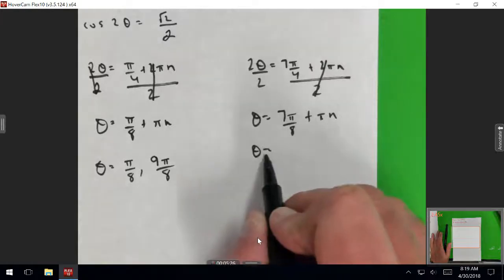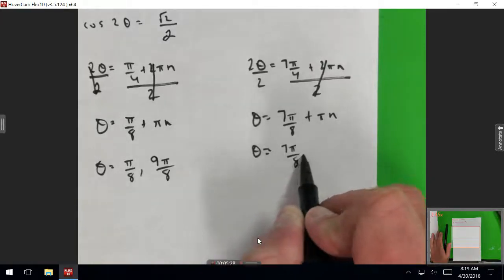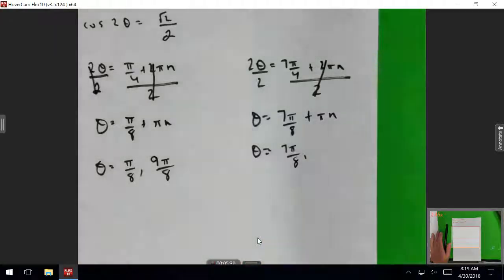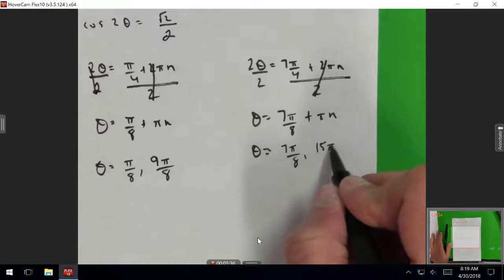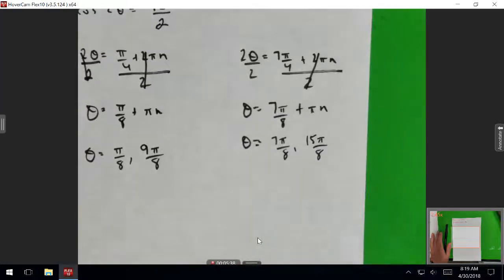I let n be 0, I get 7 pi over 8. I let n be 1, that gives me 15 pi over 8, and those are your 4 answers. Might want to make sure you jot that one down, because you'll probably see that one again.